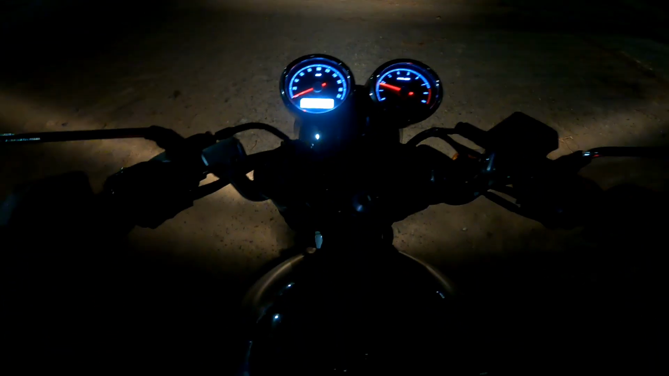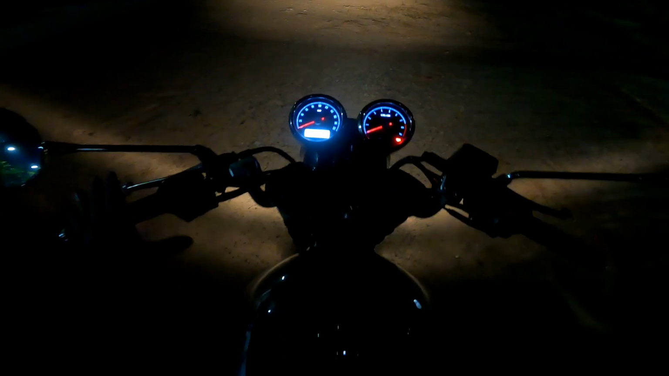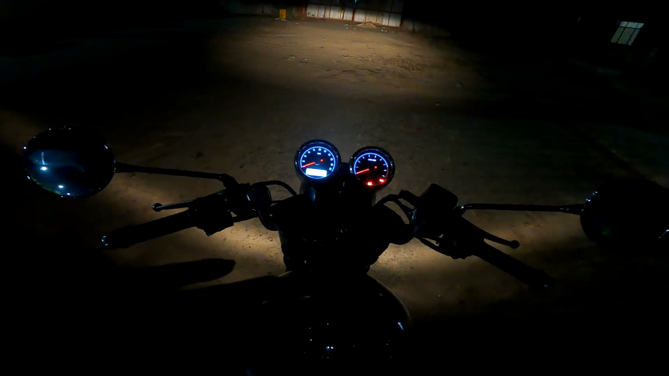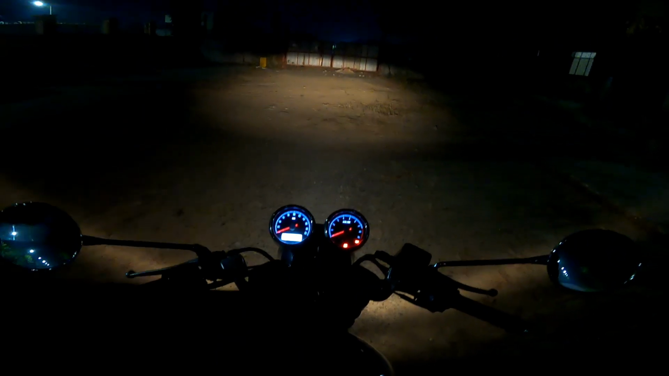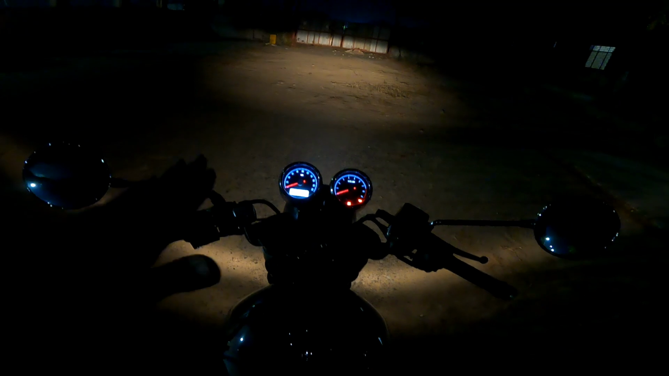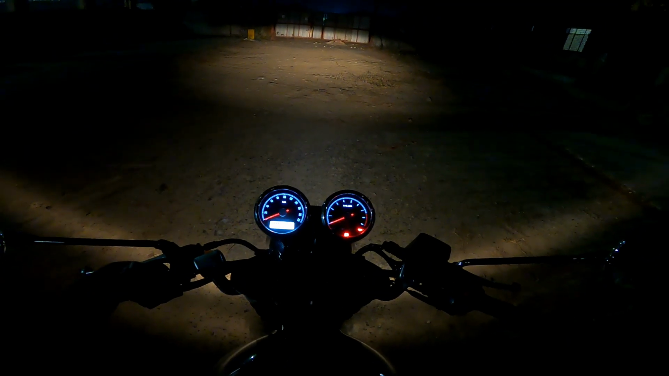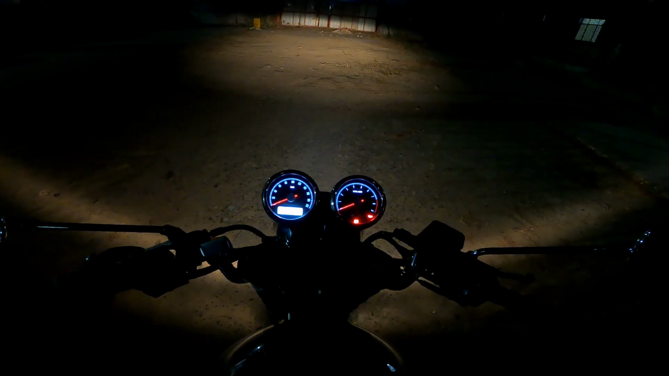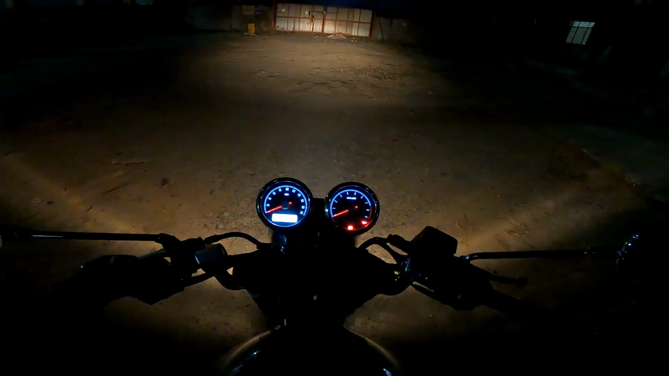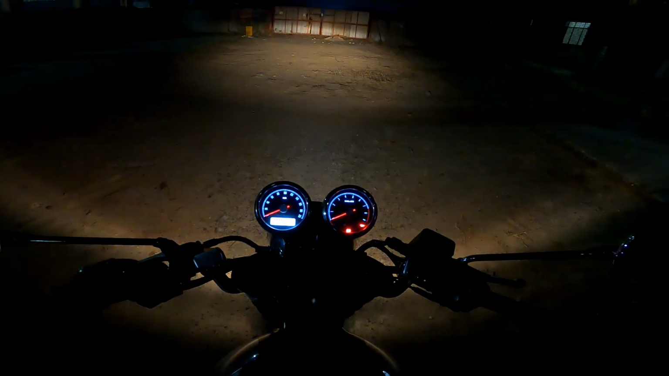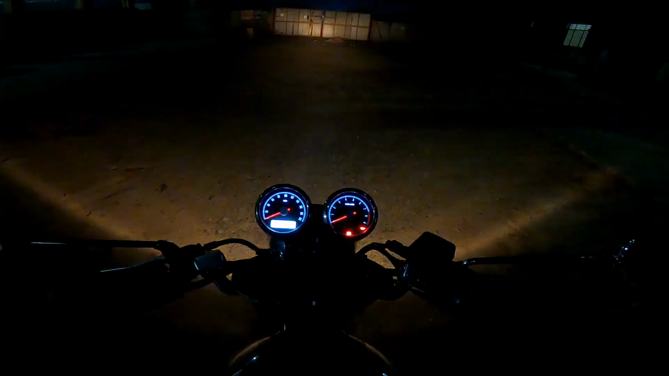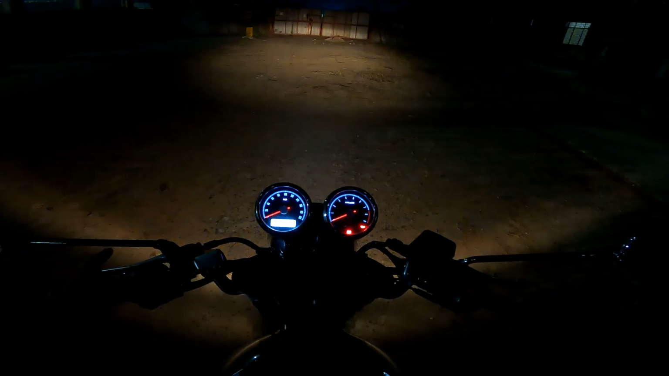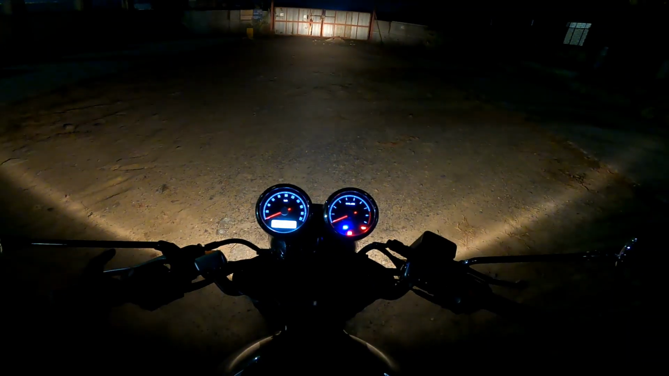Okay, now I am on a relatively more level surface. Not on an incline, not on a downward slope. So this is the low beam, pass, low beam, pass, low beam, pass, high beam, low beam, high beam, low beam, pass, high beam, low beam.